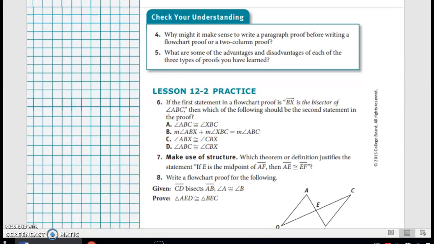So now we're going to look at the lesson 12-2 practice. Hopefully we had some good discussions. I want you to look at these practices, 6, 7, and 8. I'm going to prompt you to pause the video, try and work it out yourself, and then we'll come back to the video after you've attempted it.